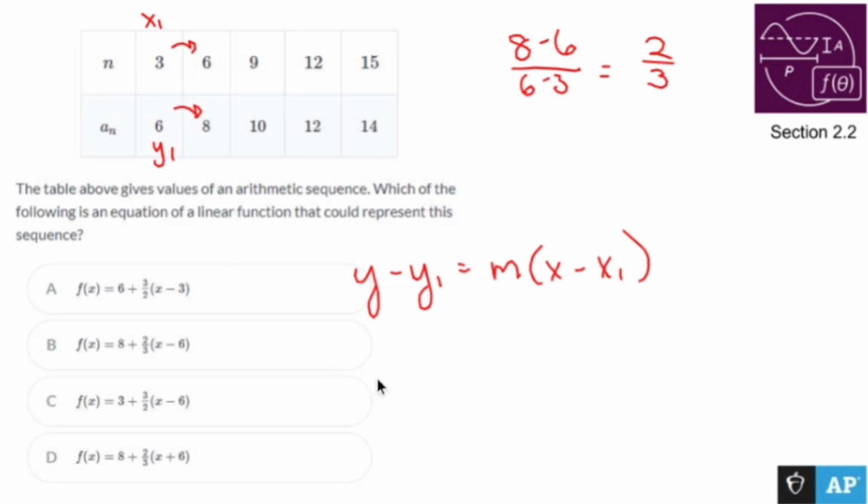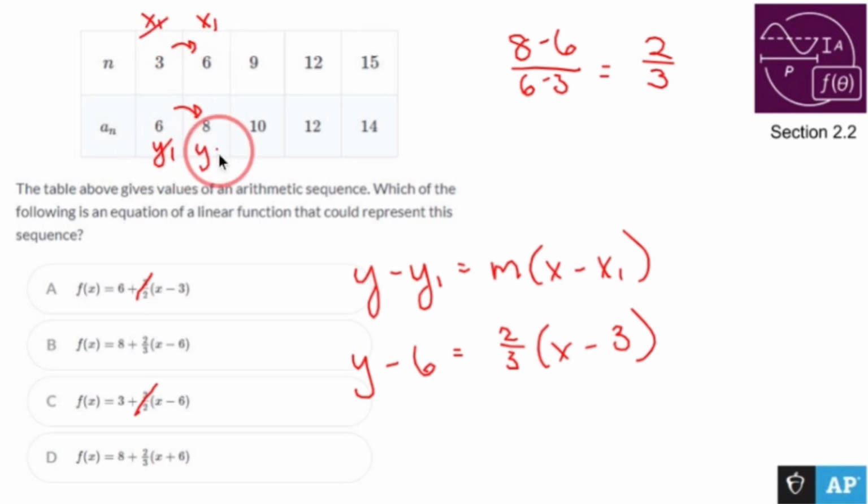And then when I plug stuff in, I get y minus y sub 1, which is 6, equals 2/3 times the quantity x minus x sub 1, which I called 3. So I need a slope of 2/3. And I take it back. They actually don't want me to use 3 and 6. They want me to use 6 and 8. So why don't I change this? Why don't I make you my x sub 1 and you my y sub 1?